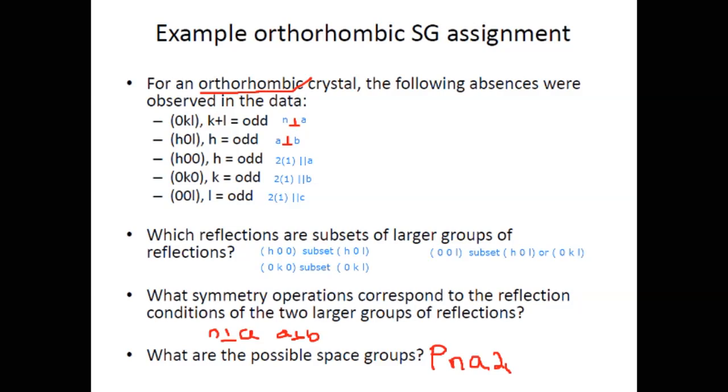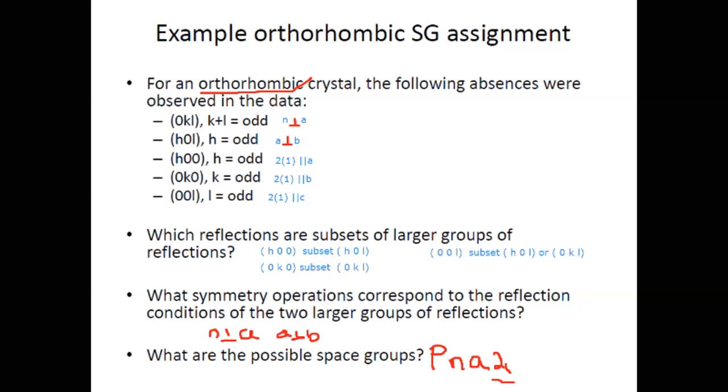Again, we know it's primitive because there's no centering. We know it's an n-glide perpendicular to A because that was one of the larger groups of reflections. It wasn't a subset, so we know for sure there's an n-glide. We know for sure there's an A-glide. And we still have one more axis, the C-axis. And the only operation that was on the C-axis is the 2-1 parallel to C. So that would incline us to predict that there would be a 2-1 parallel to C. So this suggests that it would be Pna 2-1.